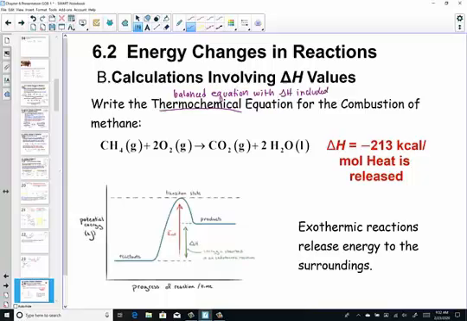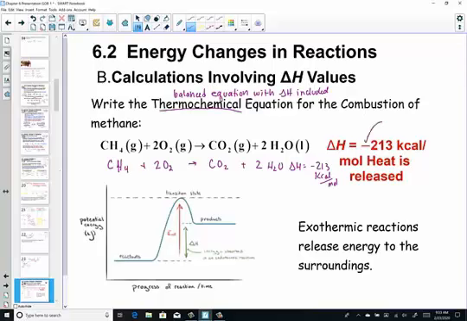So think about that, and we'll write out one for methane. On your paper, we're writing CH4, that's our methane molecule, plus 2 moles of oxygen. These are all in the gaseous phase, forming a mole of carbon dioxide gas and 2 moles of water. And as part of that, you're going to write delta H is negative 213 kcals per mole. You're just including the delta H value right at the end of your chemical sentence.